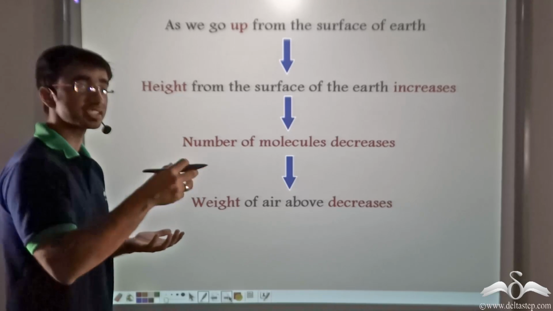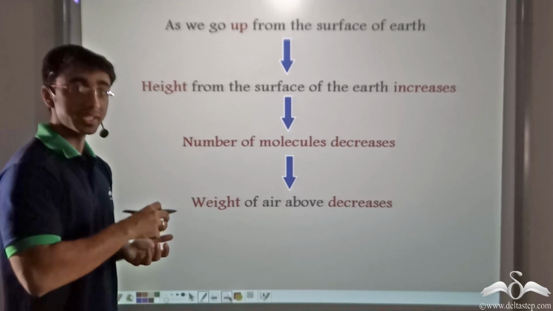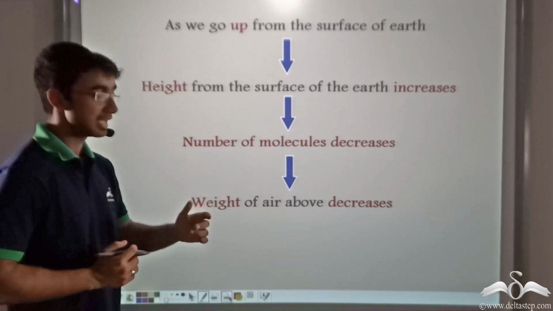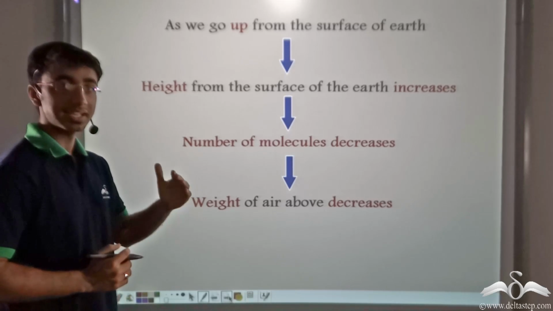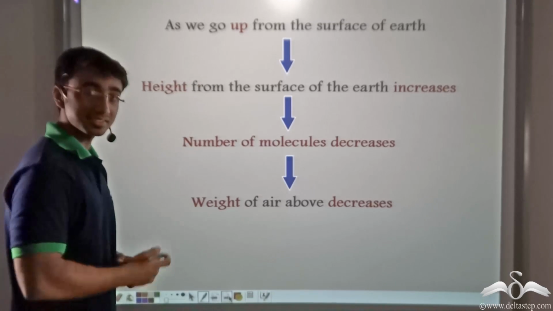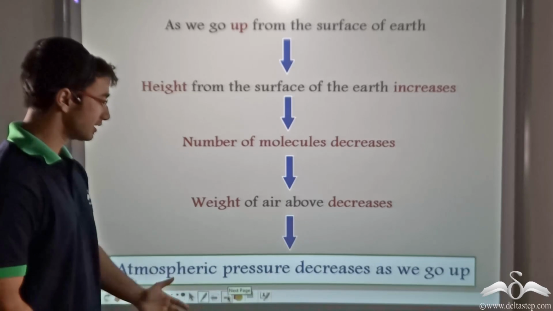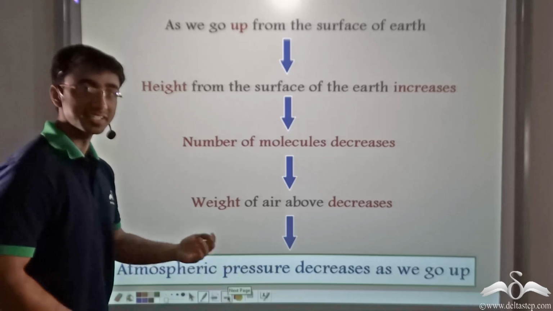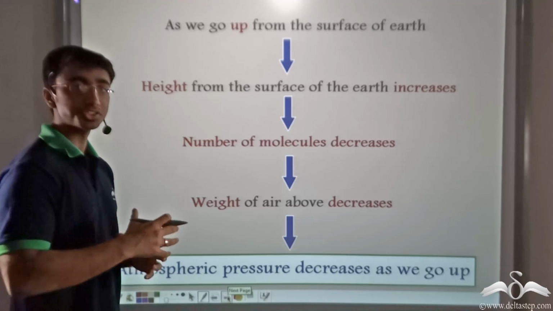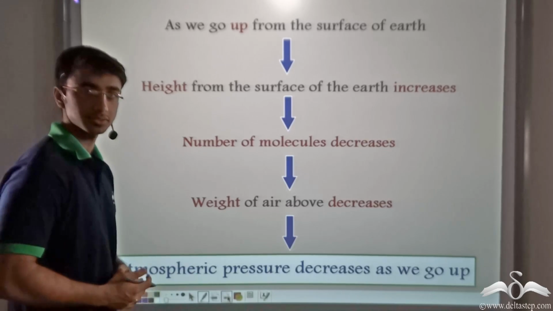Now since this force by the molecules is being exerted perpendicularly, we can say that thrust per unit area at the surface of the earth is more, and the thrust per unit area at an altitude high above the earth is less. So what does this imply? This implies that as we move up, the atmospheric pressure decreases, or in other words, the pressure exerted by the molecules of air decreases as we move up from the surface of the earth.